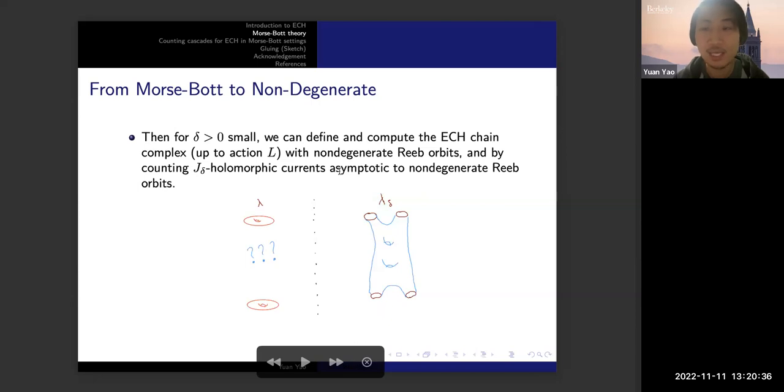And you can compute the chain complex by counting J delta holomorphic currents asymptotic to non-degenerate Reeb orbits. I put a little delta here because after you perturb, you also have to perturb the almost complex structure to make it compatible with the new contact form. But the question, of course, is: over here, after I perturb, I know how to count these curves to define my ECH chain complex. What do I count on the left-hand side? What do I do there?